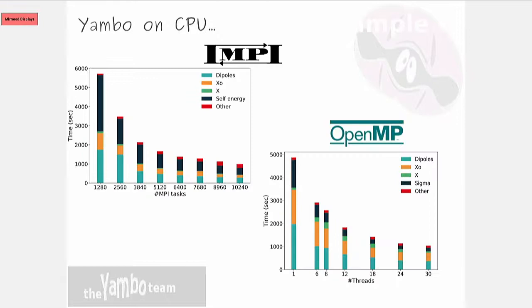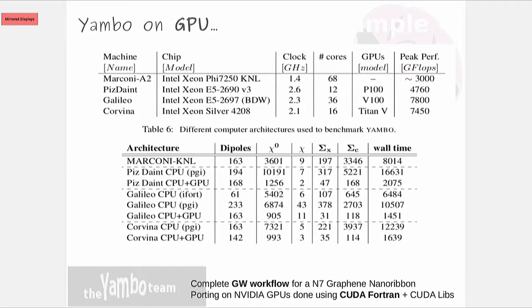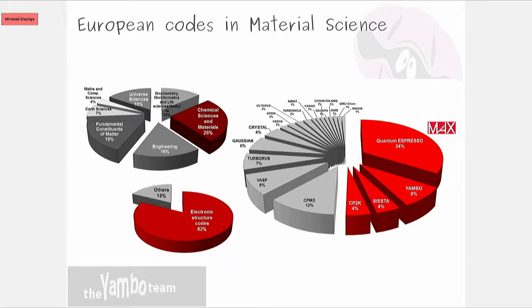Okay, so again, MPI. For CPUs, you will be told how to use them both as MPI and as OpenMP. There are two different methods to use the CPUs, while for GPUs there is only one method. And this is performance about GPUs. I don't want to talk too much about this. Yambo is pretty much used among the codes in the H2020 MaX project. Yambo is the second after Quantum Espresso.